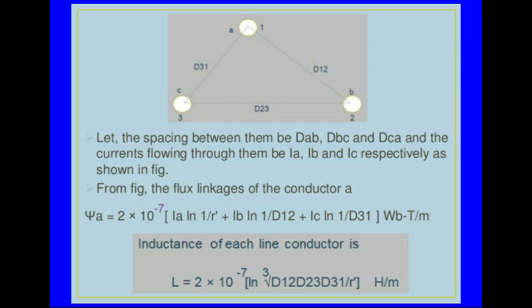So the flux linkage of conductor A, phi A, is equal to 2 into 10 to the power minus 7 times IA ln 1 upon R dash plus IB ln 1 upon D12 plus IC ln 1 upon D31 Weber per meter. Inductance of each conductor is L equal to 2 into 10 to the power minus 7 ln of the cube root of D12, D23 and D31 upon R dash.